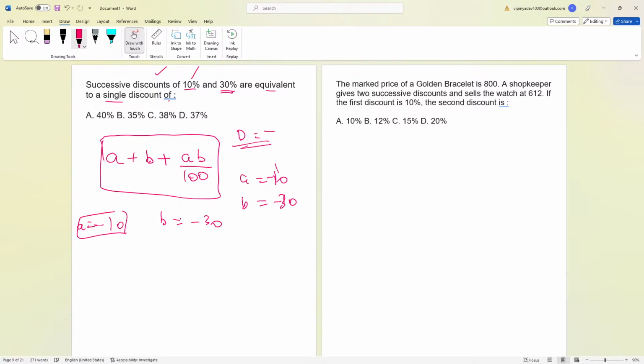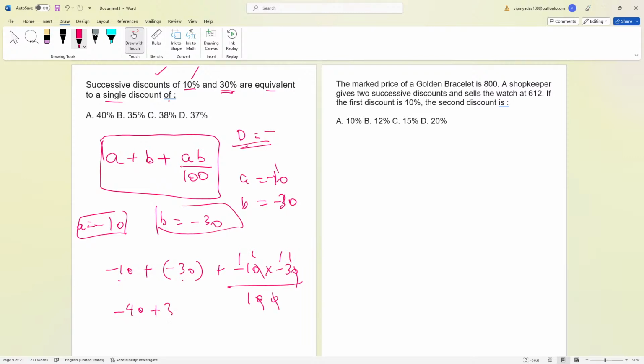Fine. Now let us apply: minus 10 plus minus 30, then we have plus minus 10 into minus 30 by 100. So 0, 0 cancelled over here. Finally, it will be minus 10, minus 30, minus 40. Then here we have minus into minus, plus. What? 3 into 1, 3. So that will come out to be minus 37% as the final answer. That is the overall discount we are getting. So what is the final answer? D is the correct answer. Correct, Nitin, that you gave the correct answer in the last part.